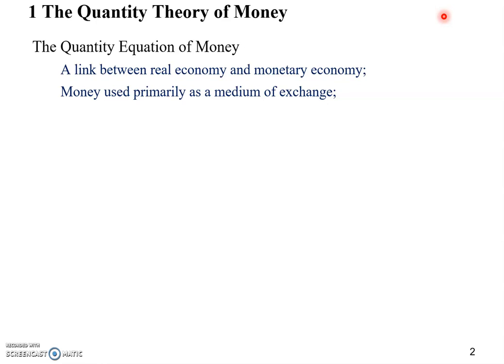If you remember back in chapter 4, we introduced 3 functions of money, right? So here we're saying that money is used primarily just as the medium of exchange, okay? Because of that, we could say how much money we need depends upon how much we produce. Okay. Now here, 2 things we need to clarify.